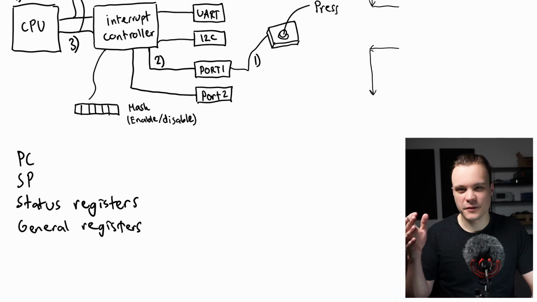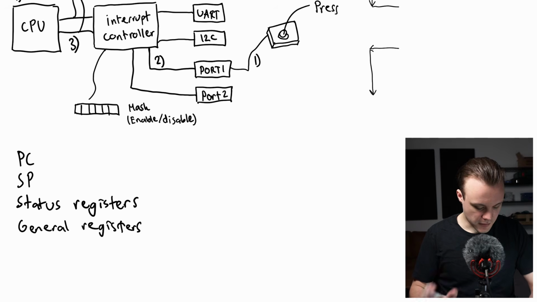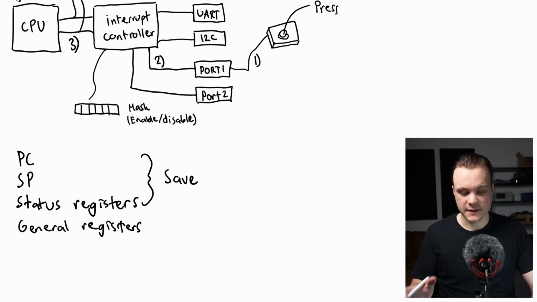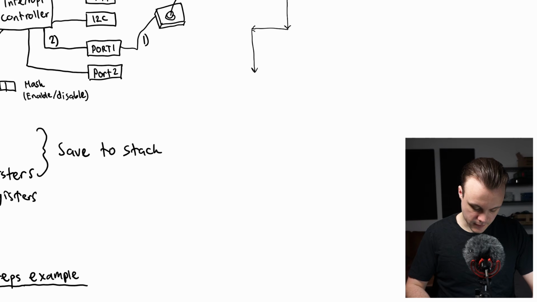And when it prepares for handling an interrupt, it's going to save some of these registers. Exactly which registers it's going to save depends on the CPU. But in general, it's going to have to save the program counter, the stack pointer, and some status register, and maybe some general registers as well. But for this example, let's just assume that it only saves the PC, SP, and the status register. And it's going to save these registers to the stack. So let's just sketch up a memory map here to make it easier to understand.